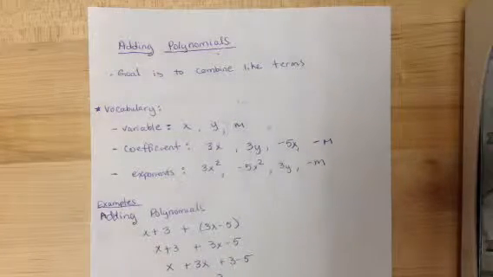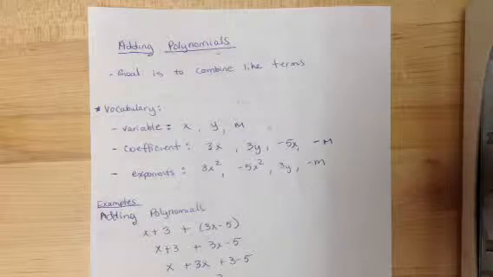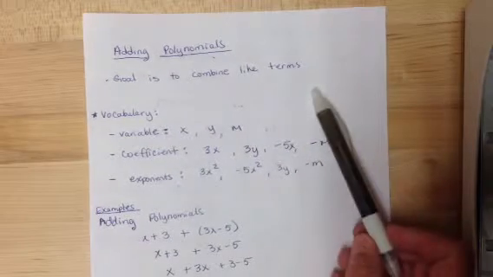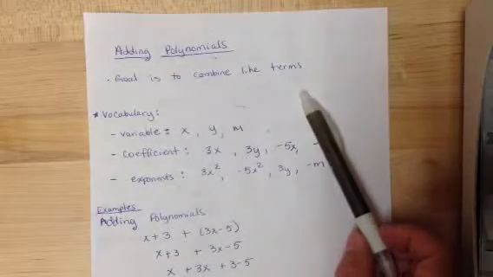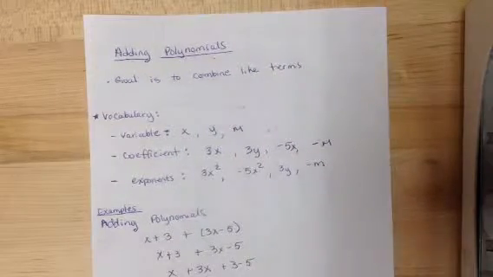Okay, hello. I'm here to talk about adding, subtracting, and multiplying polynomials. Our main goal is to combine like terms. We want to simplify the expression by combining like terms. Some key vocabulary that we need to know.